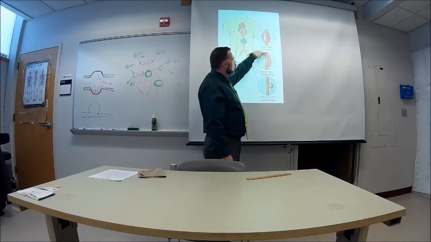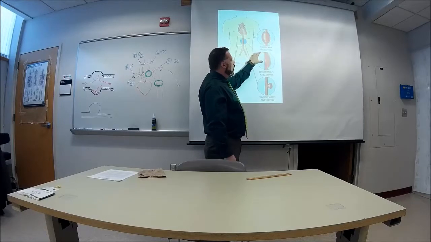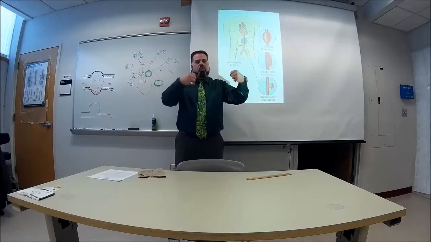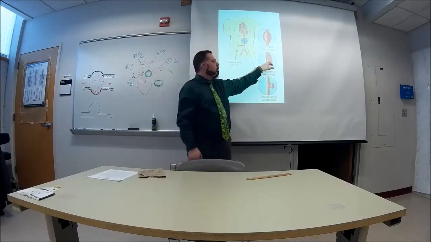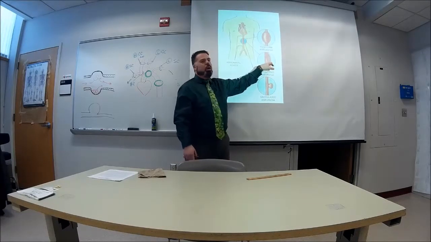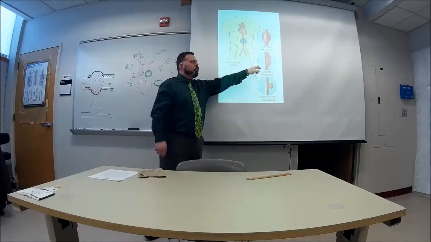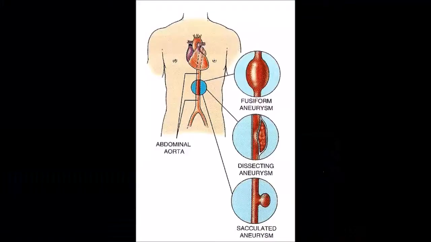And then the dissecting one, where the layers of the blood vessel, the artery, start separating. That's what's happening over here. It becomes very thin here, and that will burst. We call that a dissecting aneurysm, and that's the one that John Ritter had.